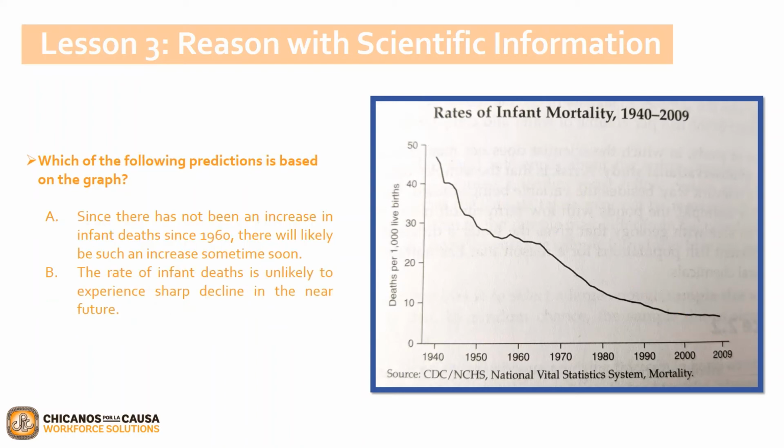Which of the following predictions is based on the graph itself? We have two options. We have option A. Since there has not been an increase in infant deaths since 1960, there will likely be such an increase sometime soon. B. The rate of infant deaths is unlikely to experience sharp decline in the near future.